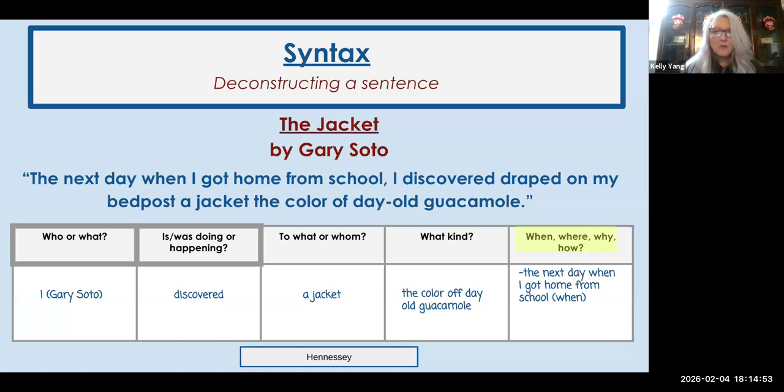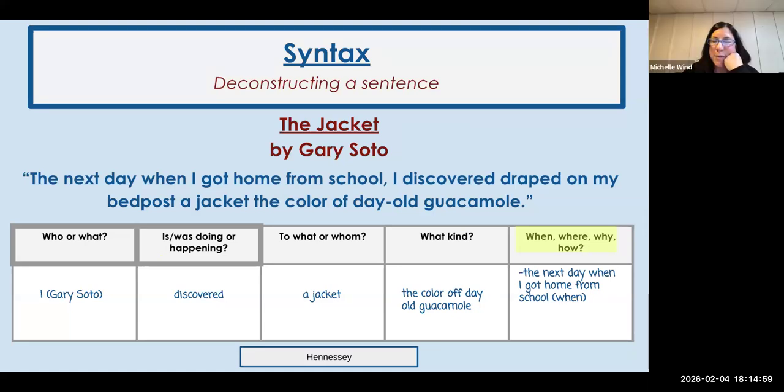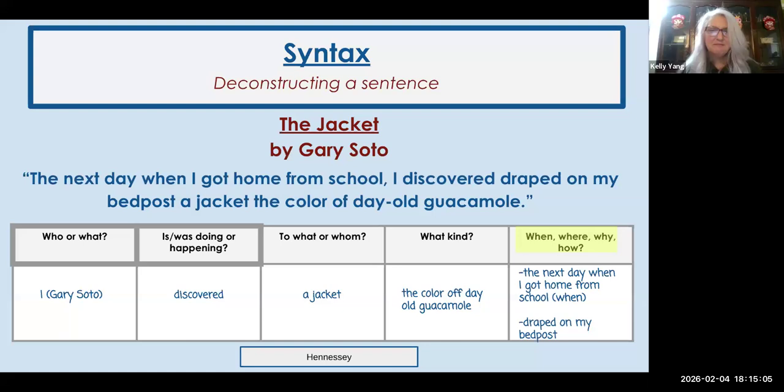And then where was it? When did he discover it? I can't imagine that. I could see a lot of kids getting confused with this.